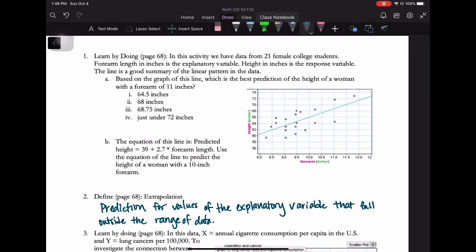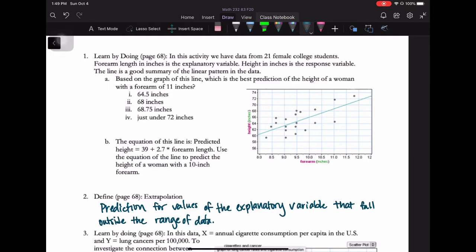The Learn by Doing from page 68 asks us about an activity that we have with 21 female college students, where we're talking about forearm length in inches as the explanatory, which is our X variable, and height in inches as the response, which is our Y variable. And the line is a good summary of the linear pattern for the data. It looks like it would have a strong R, or strong correlation coefficient.